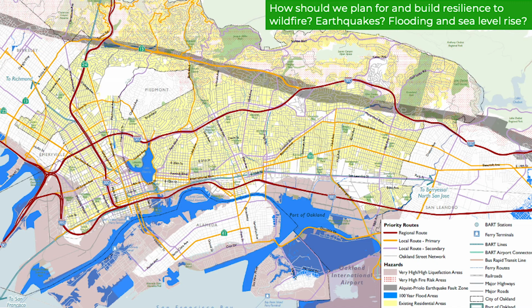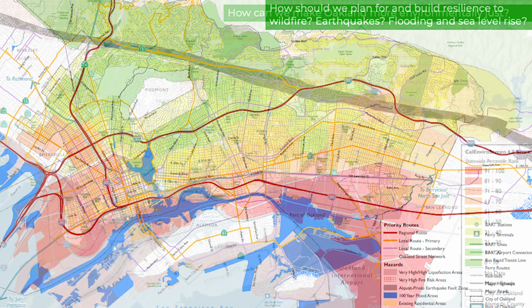Do you know how you would evacuate during an emergency? Do you know any of the risks where you live? What about during a heat wave? The big question is, how and where should Oakland be planning for these hazards?